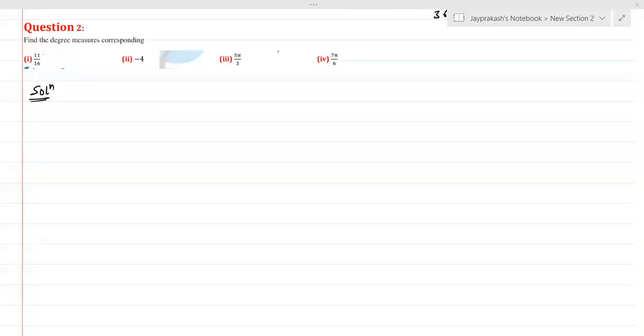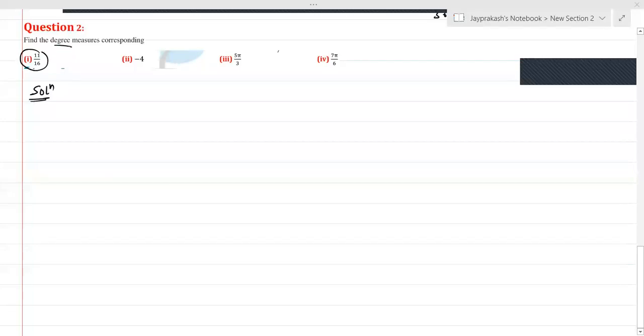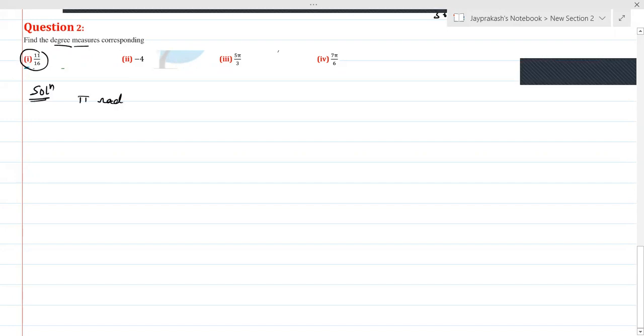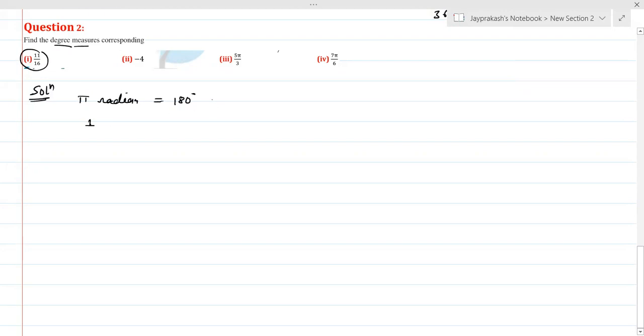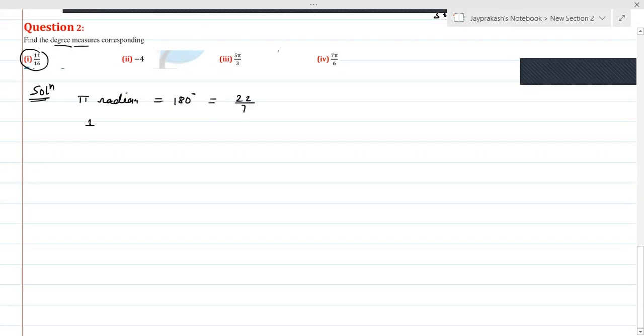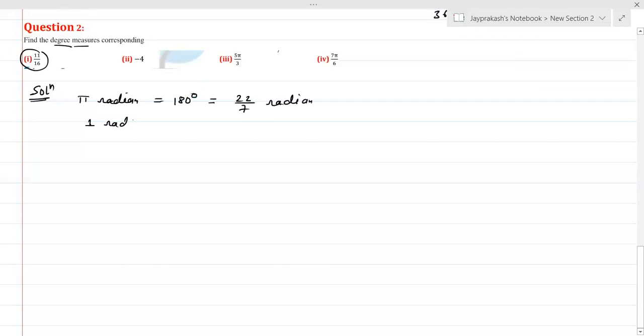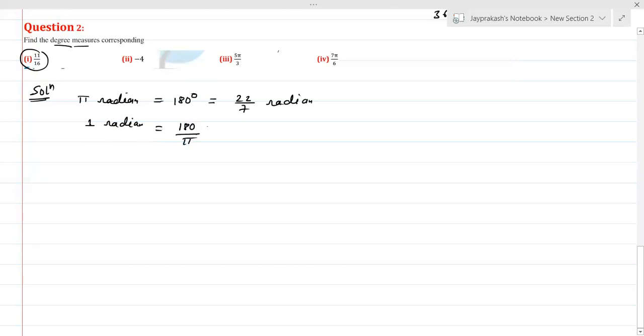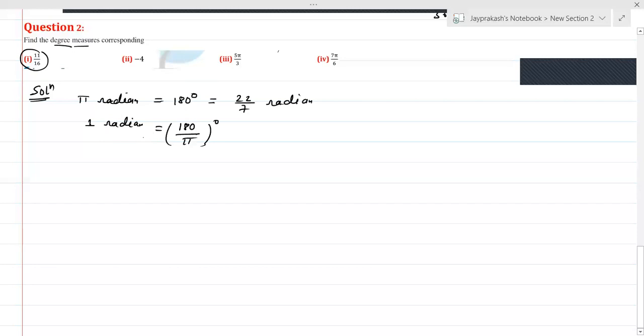So these all values are in radian and we need to find the degree measurement. We already know that pi radian is equal to 180 degree. And the value of pi is 22 by 7. So you can also say that 22 by 7 radian is equal to 180 degree. So that's why 1 radian is equal to 180 by pi degree. This is the measurement in degree.